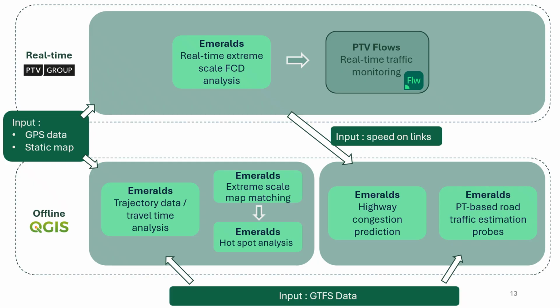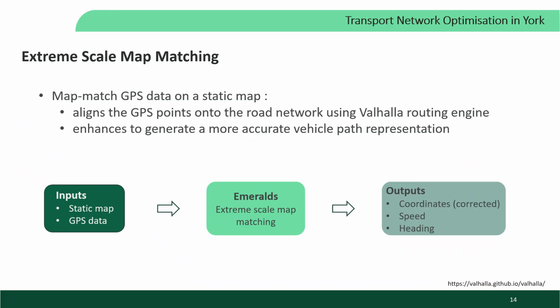The next step in the offline workflow is the extreme scale map matching and hotspot analysis modes. The map matching module aligns raw GPS data with the road network to generate more accurate vehicle path representations. The process uses the Valhalla routing engine to match GPS points to the correct road segments. This improves the spatial accuracy of the data, especially around intersections and complex road layouts.